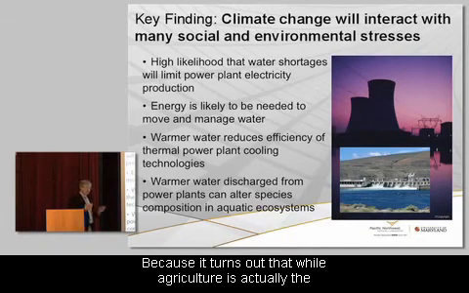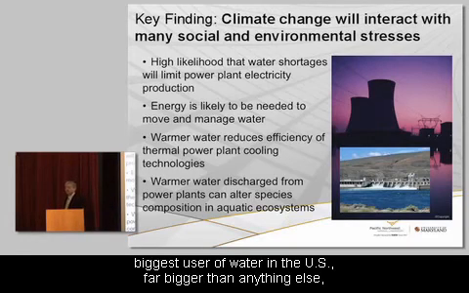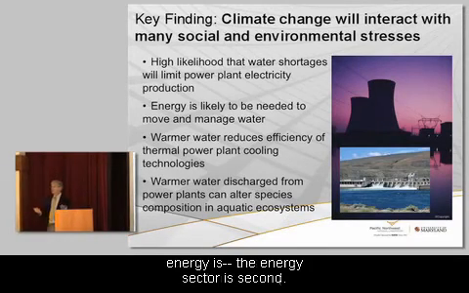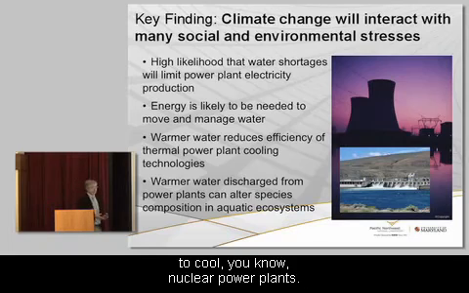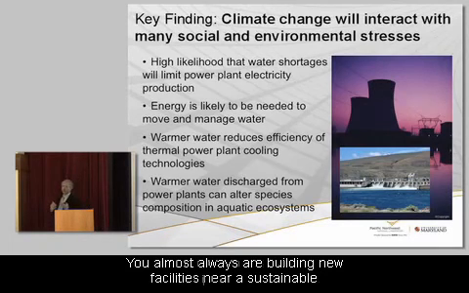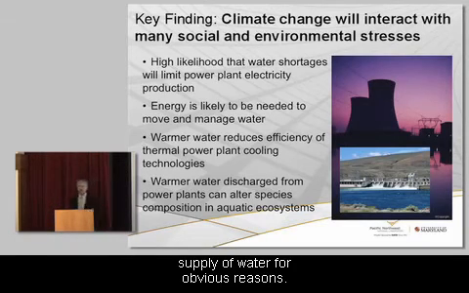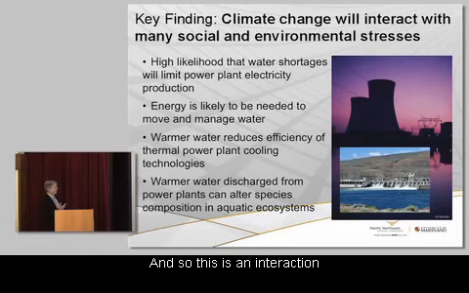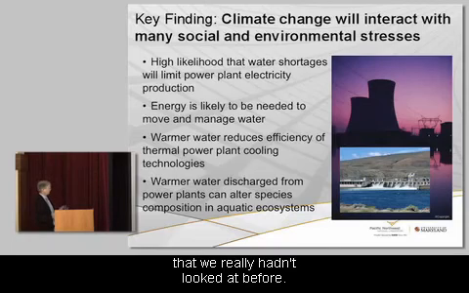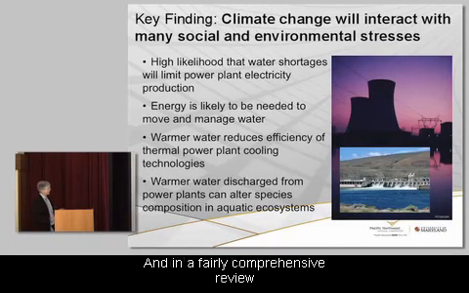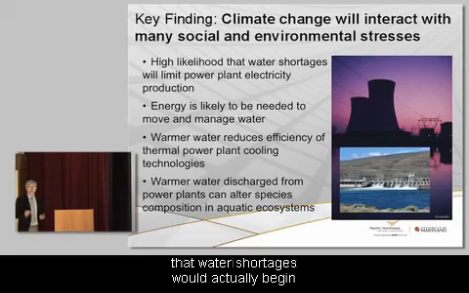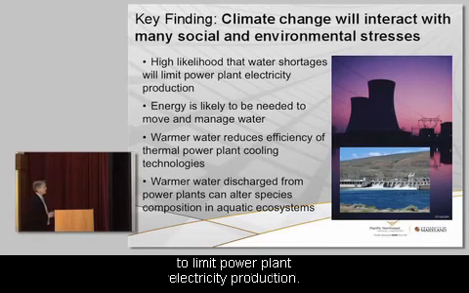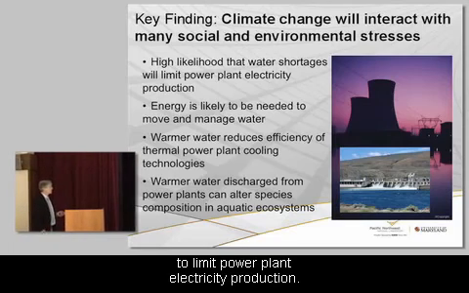For the first time, we also took a look at the energy sector, because it turns out that while agriculture is actually the biggest user of water in the U.S., far bigger than anything else, the energy sector is second. We use water to cool coal-fired power plants. We use water to cool nuclear power plants. You almost always are building new facilities near a sustainable supply of water, for obvious reasons. So this is an interaction that we really hadn't looked at before. And in a fairly comprehensive review of the existing literature, we concluded that there was a high likelihood that water shortages would actually begin to limit power plant electricity production.